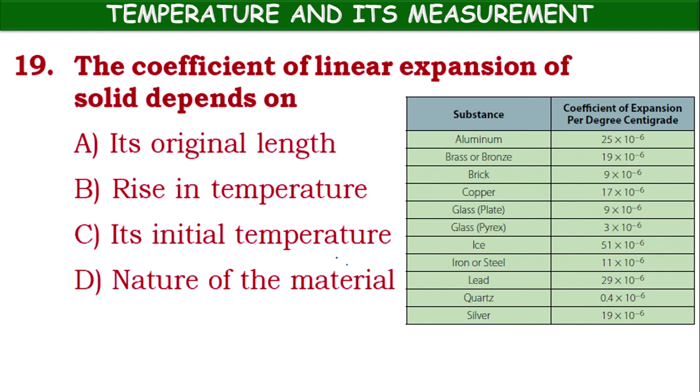Next, 19th. The coefficient of linear expansion of a solid depends on. So here, linear expansion. If you see here, for aluminium, this coefficient of expansion per degree centigrade is around 25.